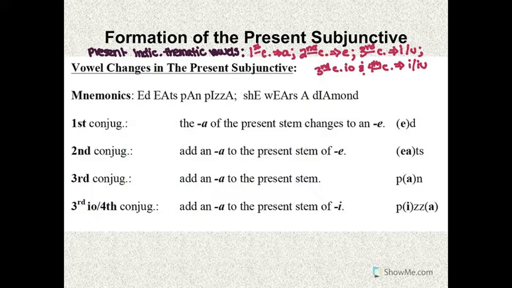Now, like I said before, the present subjunctive is marked by a thematic vowel change. And I give you two mnemonics to help you remember. The first is Ed eats pan pizza, and the second is she wears a diamond. So now, using these mnemonics, we can see that for the first conjugation, our thematic vowel is going to be E. For the second conjugation, our thematic vowels are going to be EA together. For the third conjugation, our thematic vowel will be A. And for third IO and fourth conjugation, our thematic vowels will be IA together.